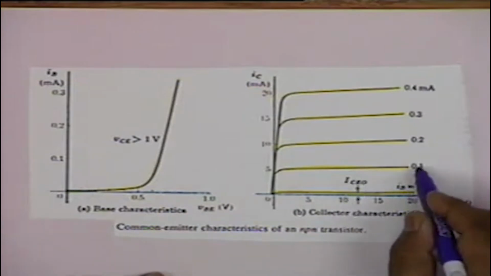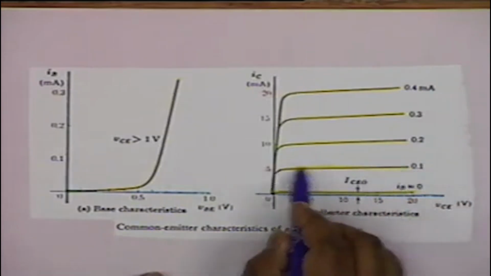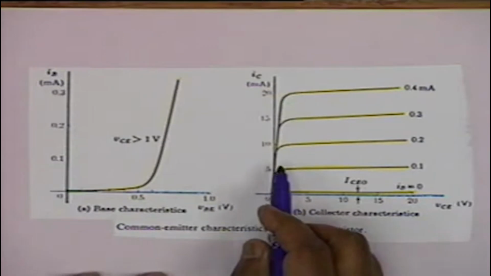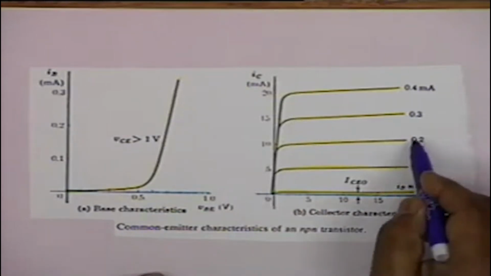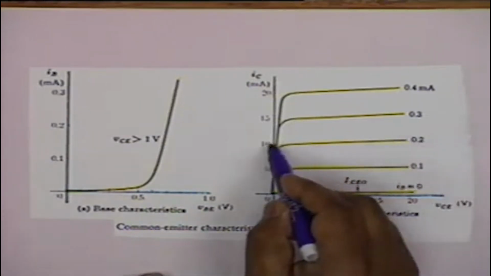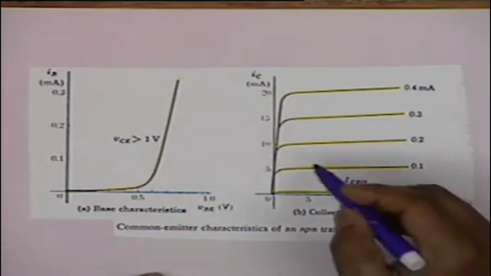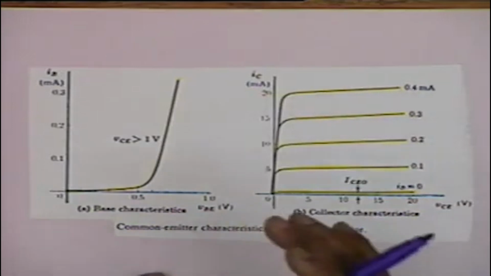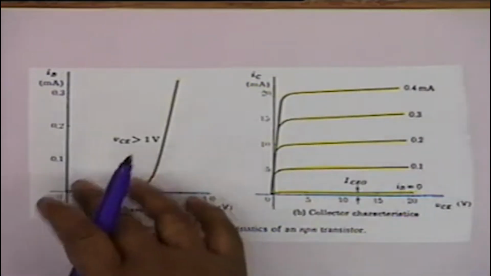When IB increases to, let's say, 0.1 milliampere, the curve goes like this, and you see that if you extend this, it cuts at about 5 milliampere, and therefore this is a transistor with a beta of 50, 5 by 0.1. Similarly, when the base current goes to 0.2 milliampere, it cuts the axis at about 10, which corroborates the fact that beta is approximately equal to 50. And equal increments of base current should cause equal increments of collector current, and this is approximately true in practice also. This is what the collector characteristics look like, and this is the input characteristic.